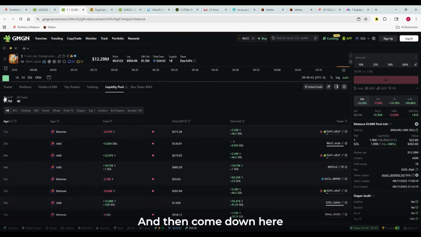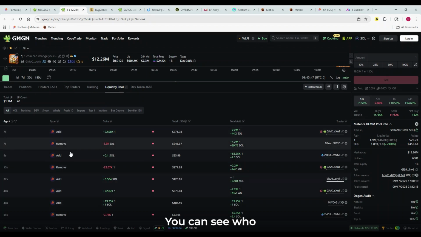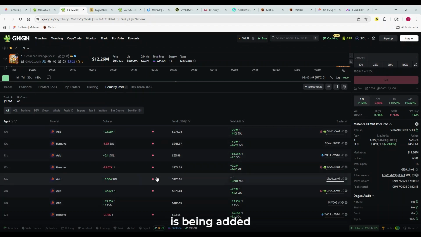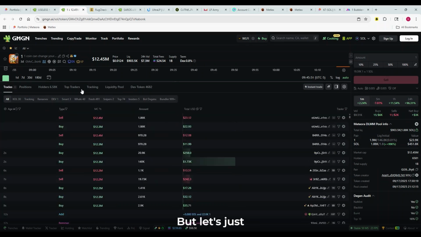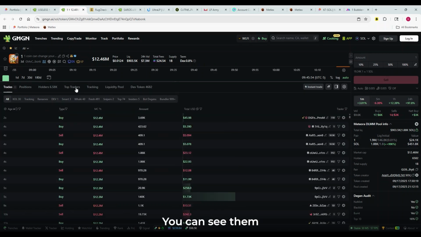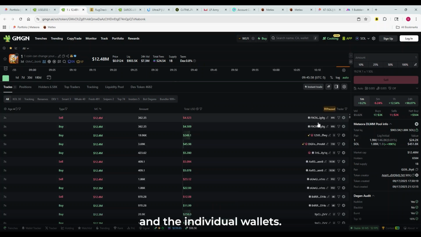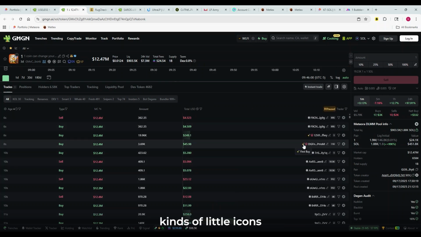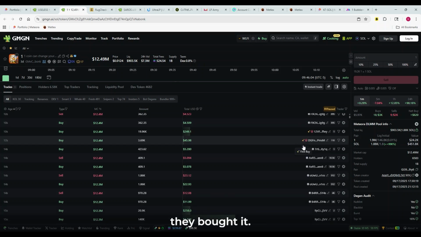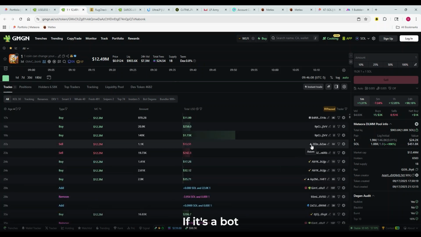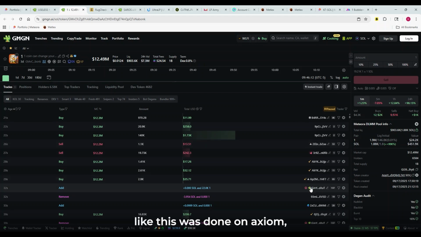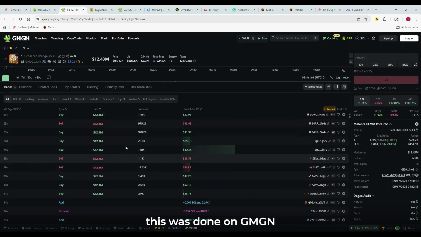And then come down here to the trades. You can actually see what's going on. You can see who or what is being added to liquidity pools. But let's just look at the trades. You can see them happening in real time, the buys and sells and the individual wallets. And there's all kinds of little icons that'll tell you, is this a bundler? This is the first time they bought it. If it's a bot, where it was purchased. Like this was done on Axiom, this one was done on GMGN, so on and so forth.